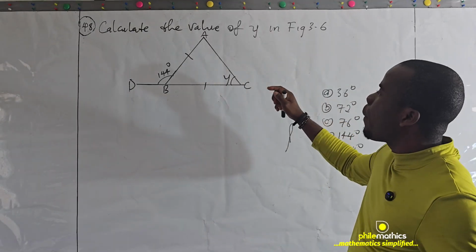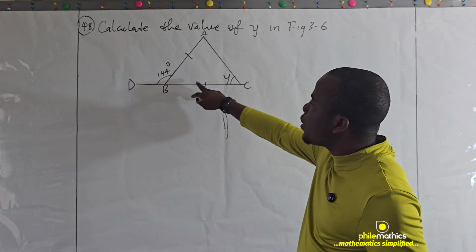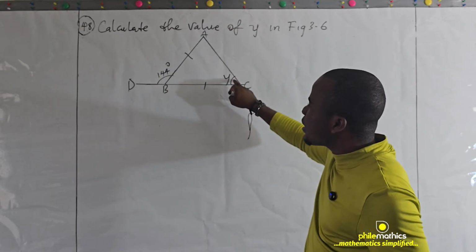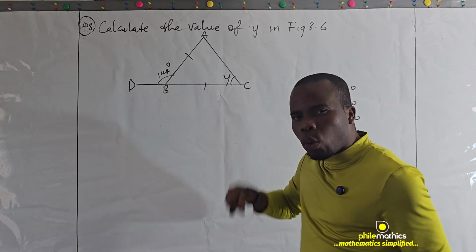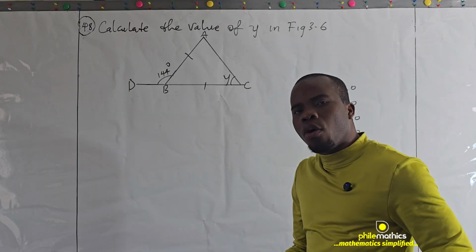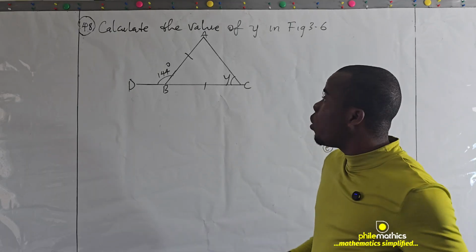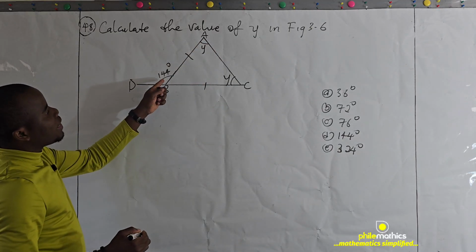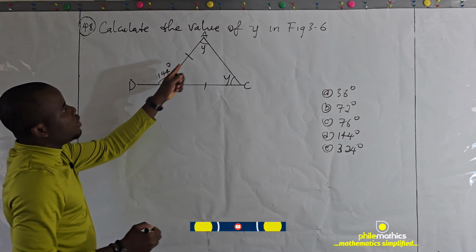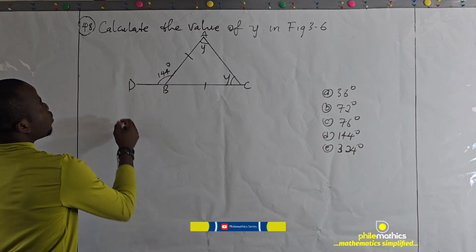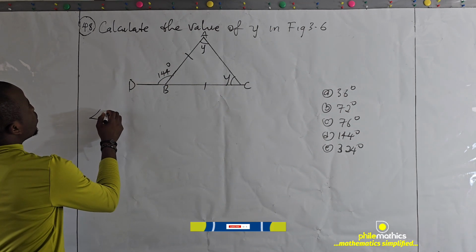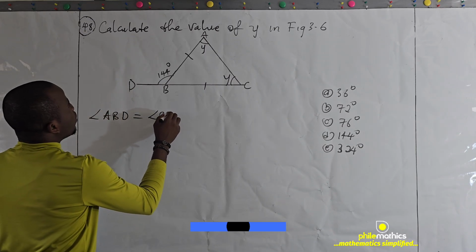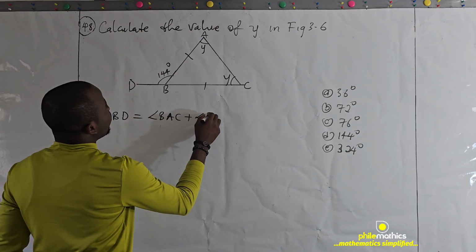Calculate the value of y in this diagram. So this is y. These two marks imply that this angle and this angle are equal. So base angles of an isosceles triangle are equal. So if this is y, this definitely has to be y. And so you know that the exterior angle of a triangle is the sum of the two opposite interior angles. So angle ABD equals angle BAC plus angle BCA.